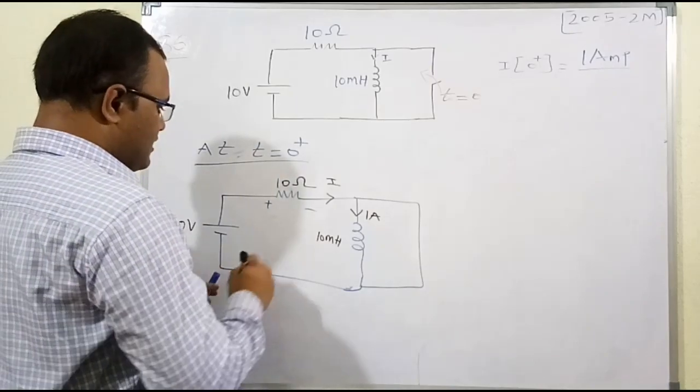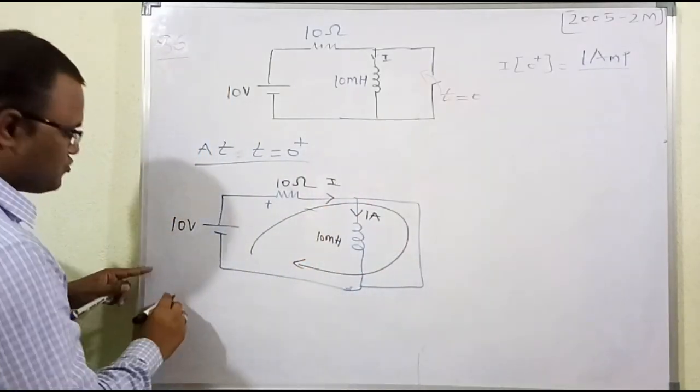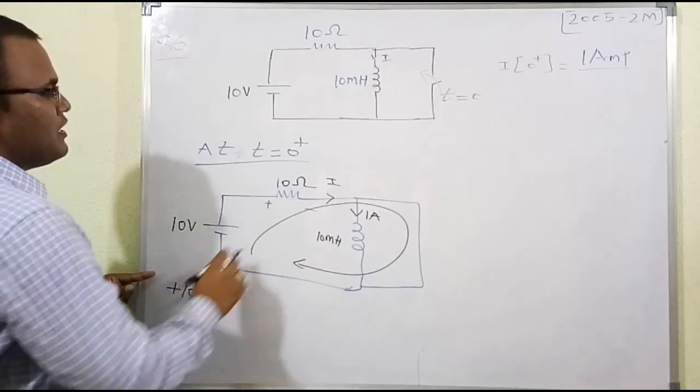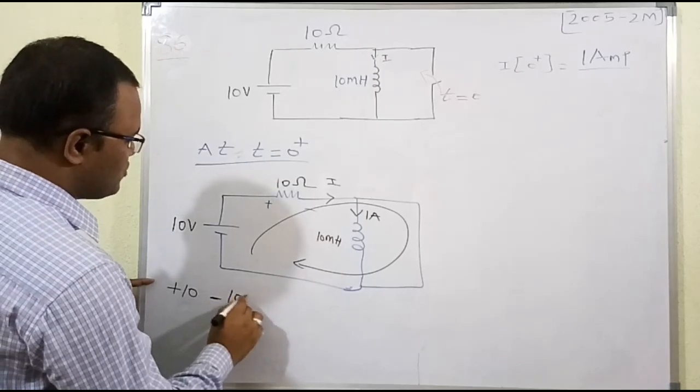So I want to write KVL in this loop. I am going from negative to positive, so therefore there is a rising potential of plus 10, and I am going from positive to negative, so therefore there is a decreasing potential of minus 10 into I.